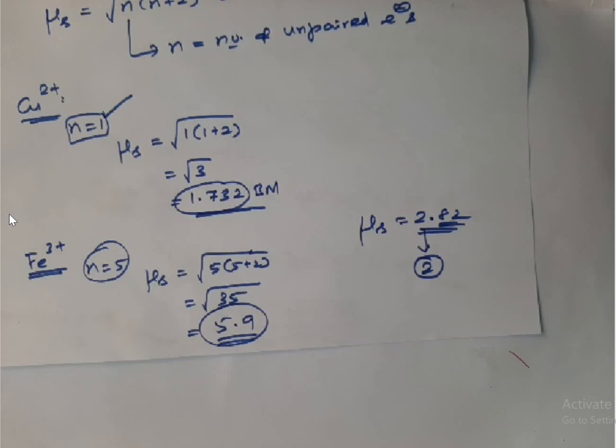So what is a diamagnetic substance? Anyone? No unpaired electrons.